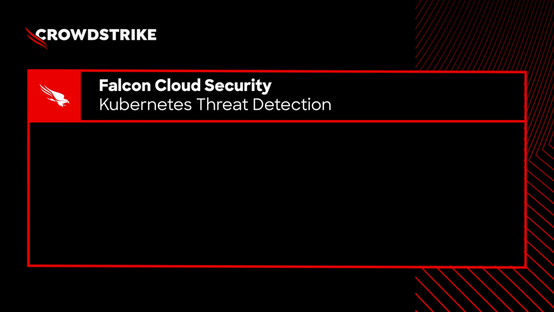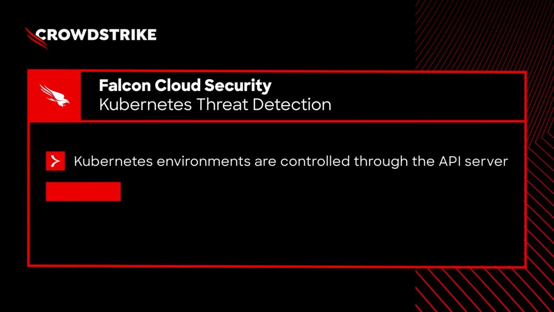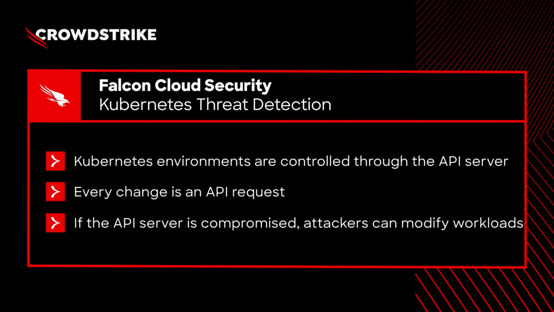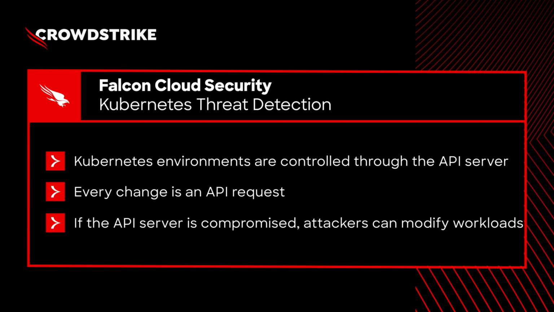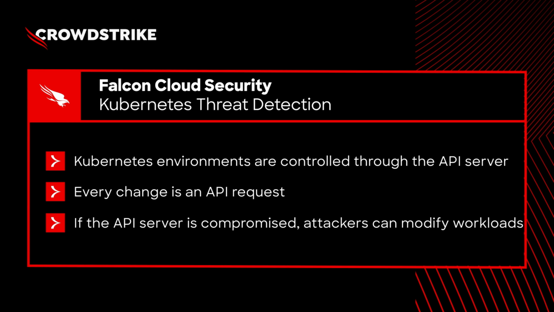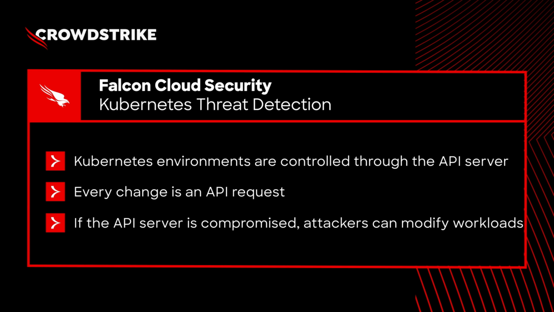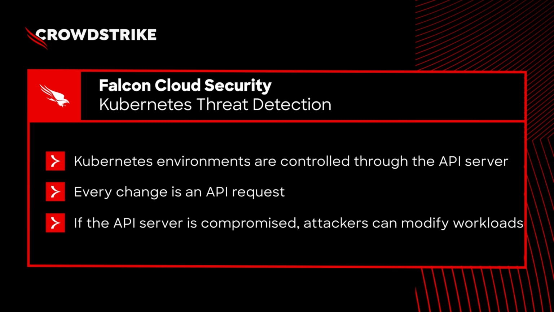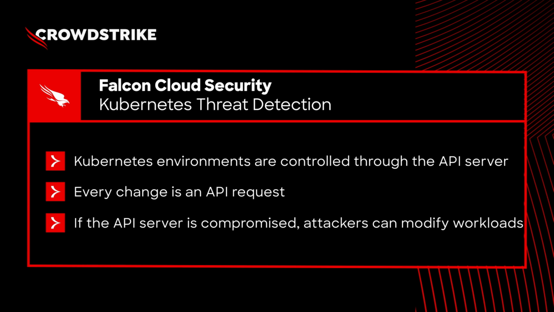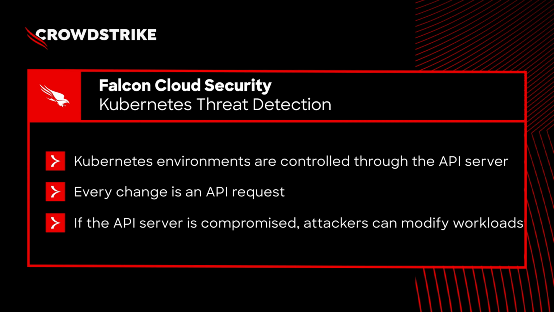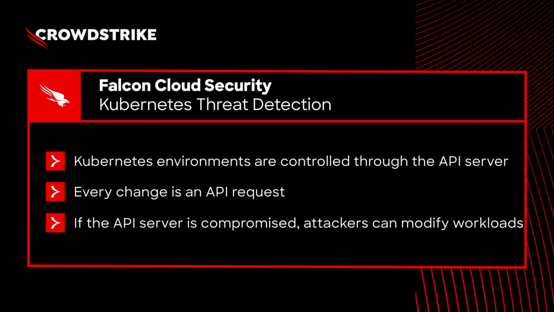Kubernetes environments are controlled through the API Server. Every change, from deploying workloads to modifying permissions or accessing secrets, is an API request that determines what runs and who has access. If the API server is compromised, attackers can modify workloads, escalate privileges, or access sensitive data directly via the API. Let's walk through an example.